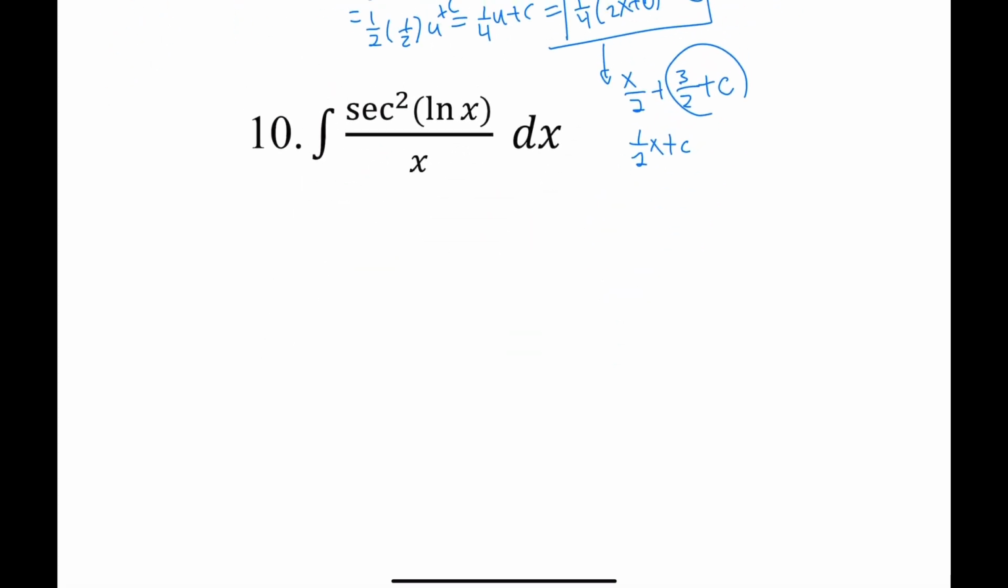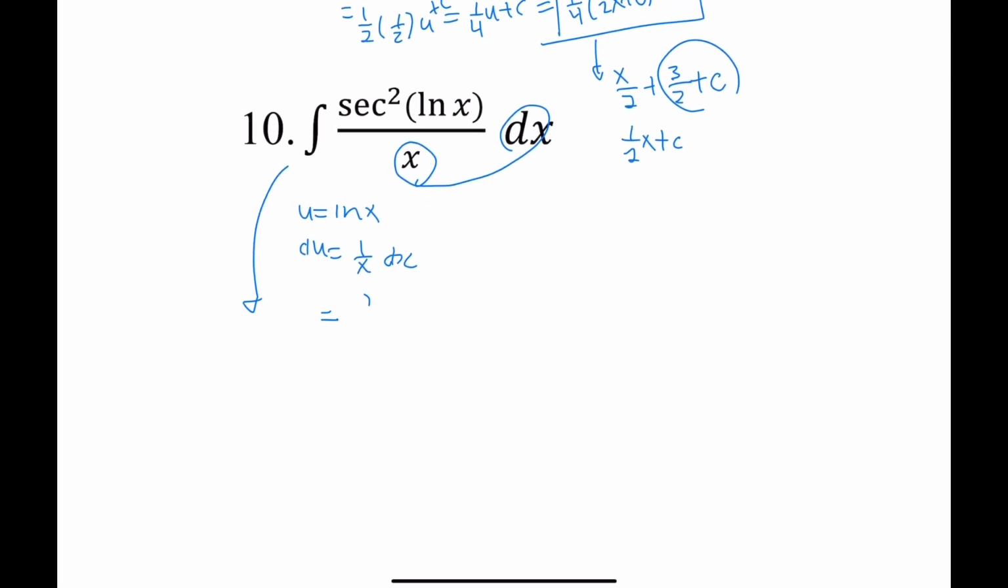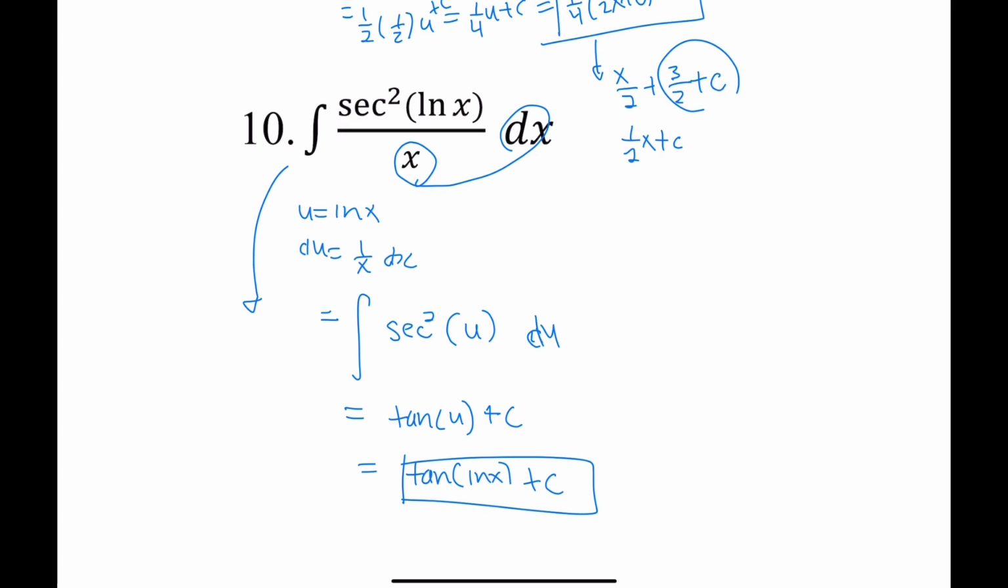Okay. And then now here we have the integral of secant squared of ln x, all over x, dx, right? So the inside function here would be ln x, right? u equals ln x, du equals 1 over x dx, and luckily we have something like that right here, right? So we're going to say equals secant squared u, and just du. That gives us tangent u plus c, or tangent ln x plus c. That will be our answer.